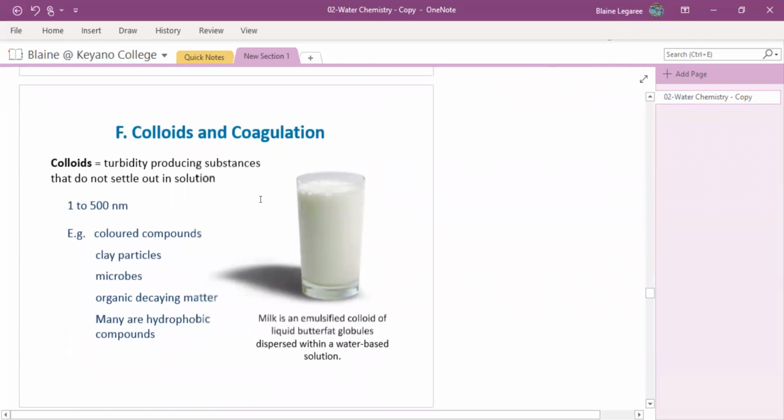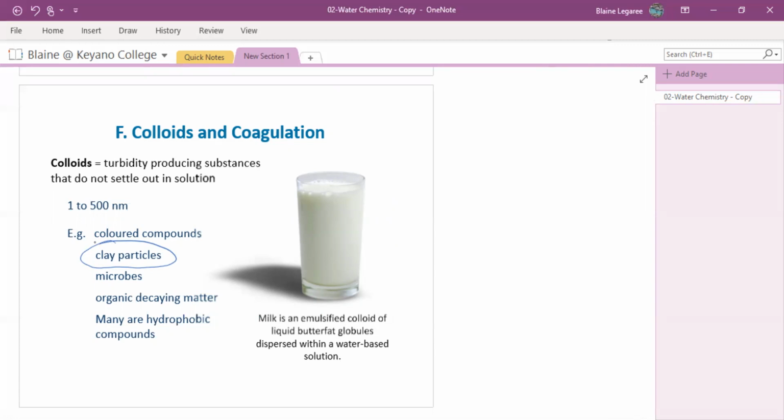So what else can end up in water? Something called colloids can end up in water. These are kind of larger particles or other things, and I wouldn't necessarily call them molecules. Usually they're kind of clumps of molecules and whatnot. You can see some of the things this might include. A big one, of course, is clay particles. If you live around Fort McMurray, there's a lot of clay in the river. And of course, microbes and decaying matter and things like that.